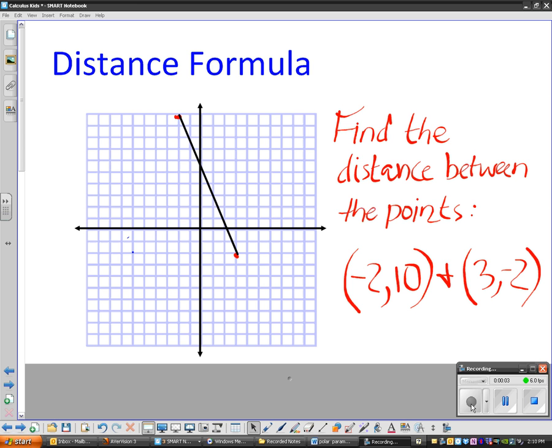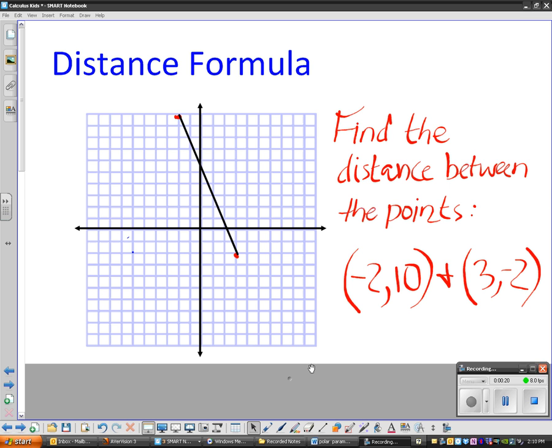Hello, we are going to do a problem on the distance formula today, and the problem is I want you to find the distance between the 2 points, (-2, 10) and (3, -2). So I've gone ahead and plotted the 2 points on the axis here, and I drew a line for them so that we can visualize what the distance is going to look like.